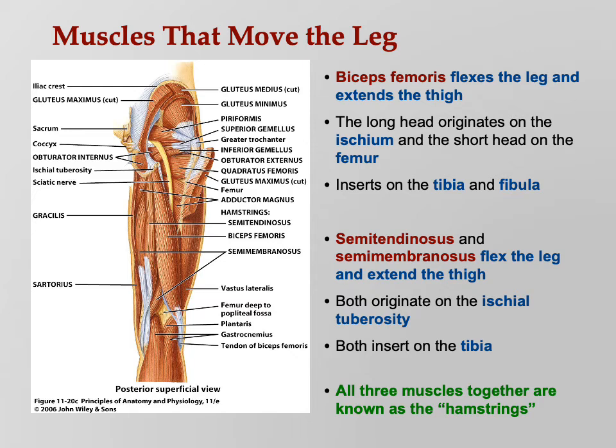Semimembranosus has an M in it, and semitendinosus has a T in it. Semitendinosus sits right on top of semimembranosus, so it hides a lot of semimembranosus. A lot of semimembranosus is covered up by semitendinosus. I remember that the T in semitendinosus is because it's on the top. And semimembranosus has an M instead of the T because it's the most medial of all the hamstrings.